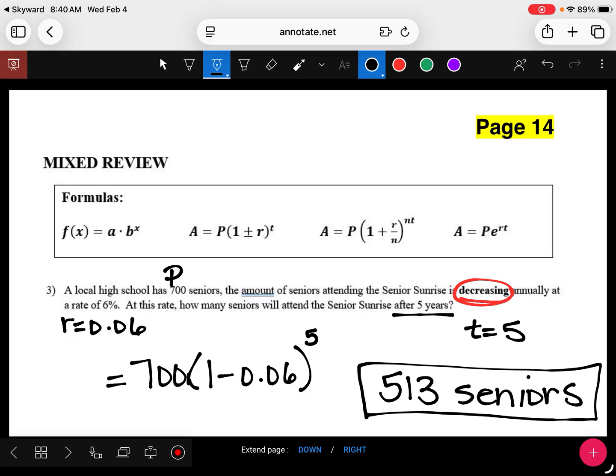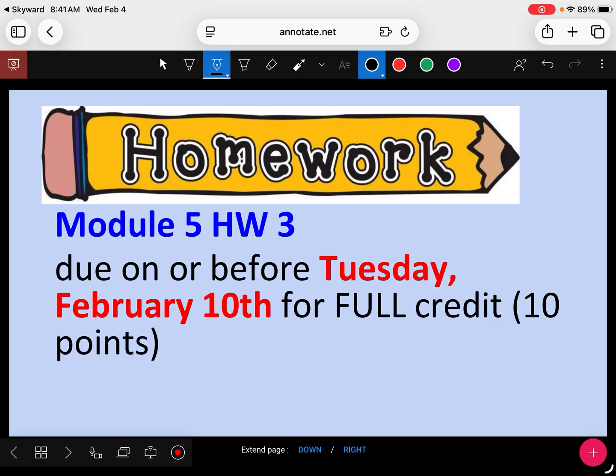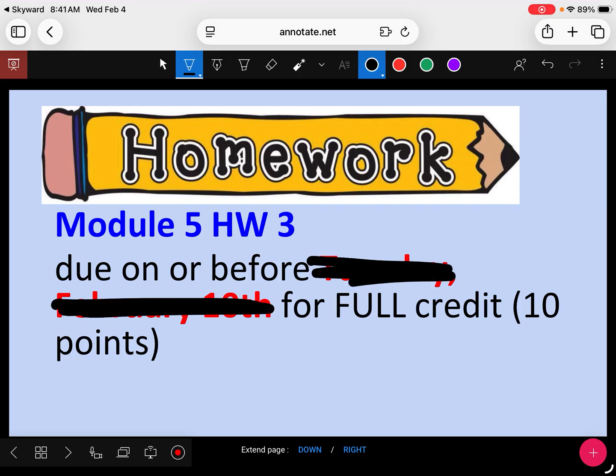Who got 513 seniors? All right, good. All right, so again, our homework. This is wrong. I thought Monday was President's Day. It's due Monday, and that is 2/9. Let's go ahead and look at that homework together.